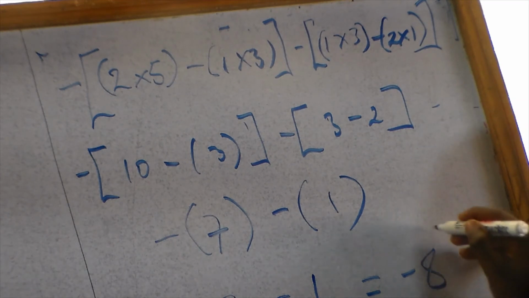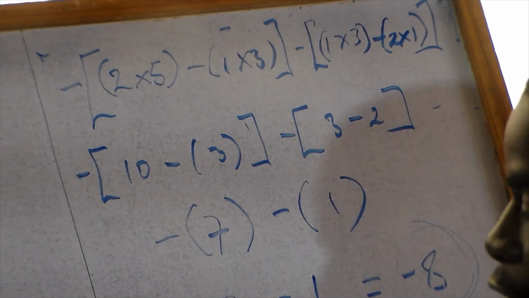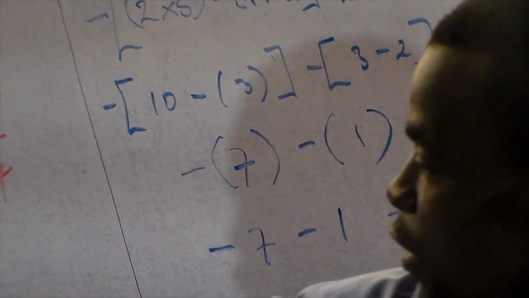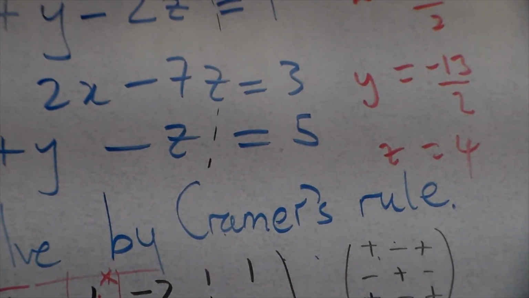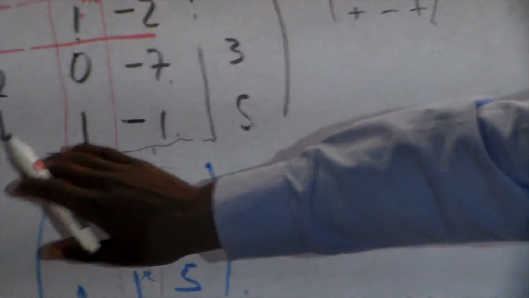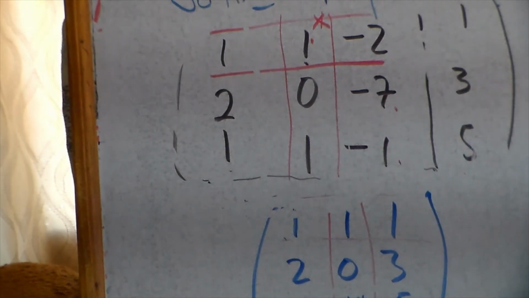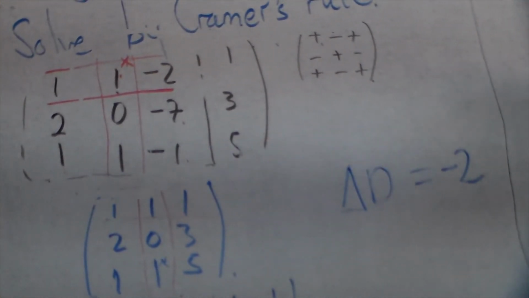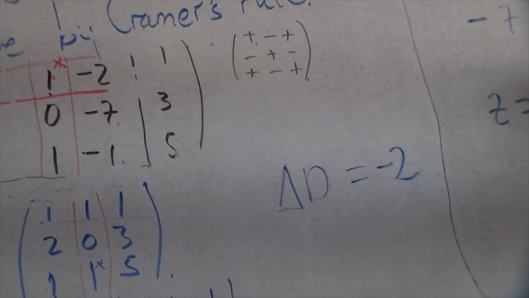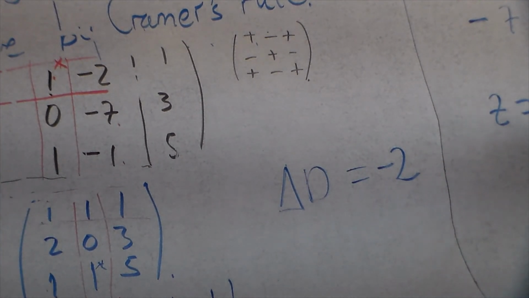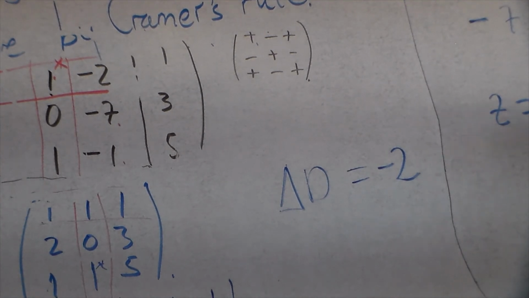This is the determinant when we have placed the value of this column here. And we remember we also have the determinant for this matrix alone, which is minus 2. So to find the value, the z value is equal to the determinant when we place this z value over the determinant of the matrix D, which is minus 8 divided by minus 2, 4. Our z is 4.